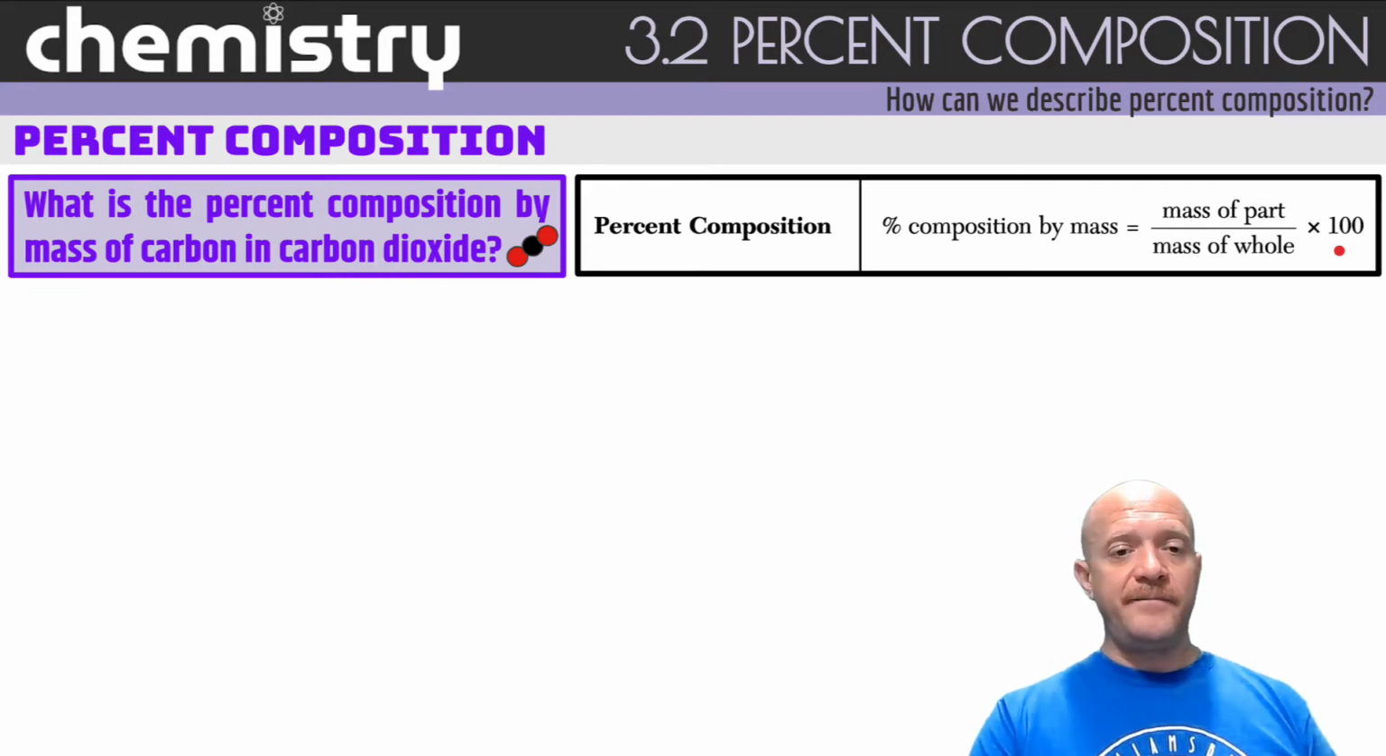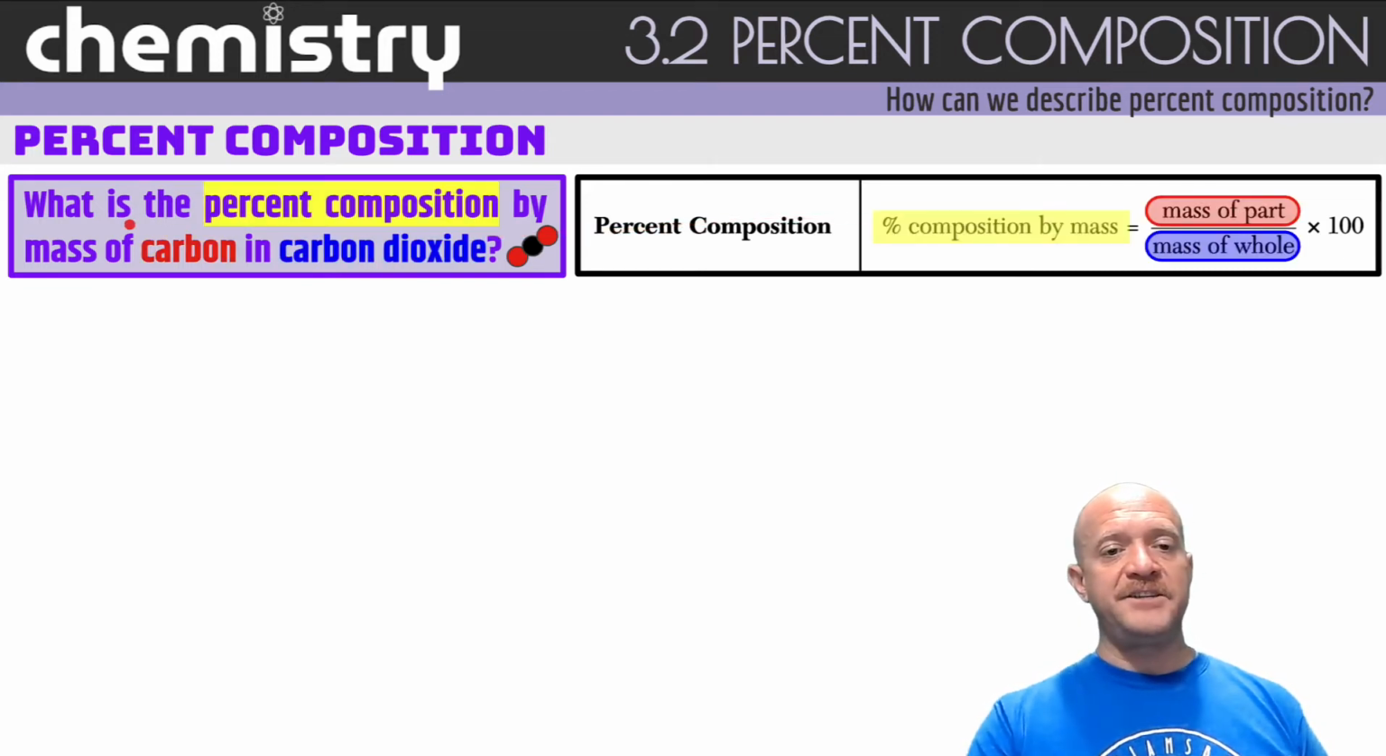So let's determine. We know that the percent composition is our unknown because we have this question verb, what is. So what is the percent composition? We're going to indicate that by an X. Carbon is the part, carbon dioxide is the whole. Let's determine the gram formula mass.